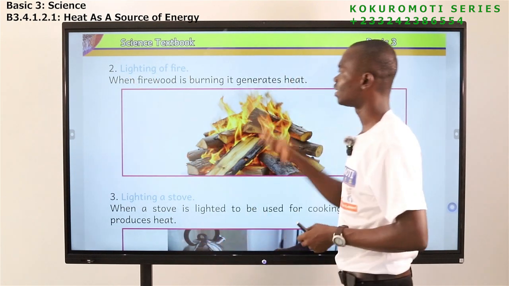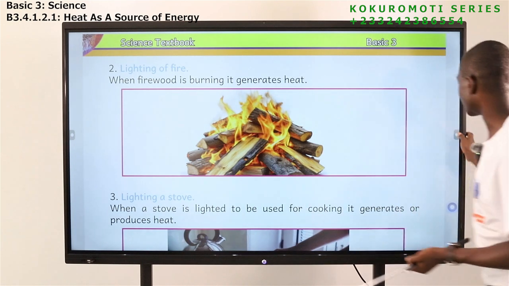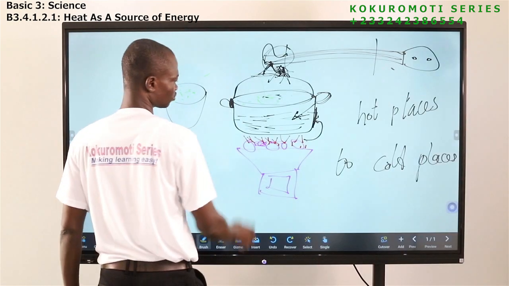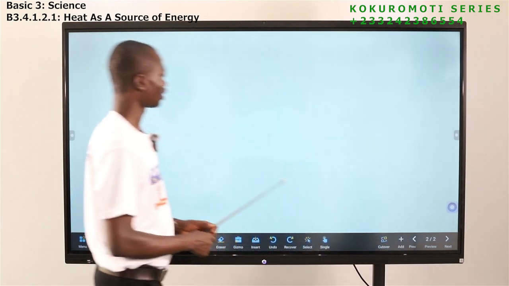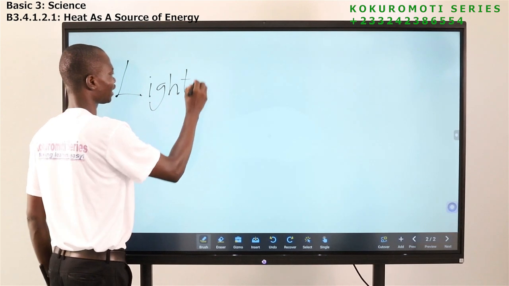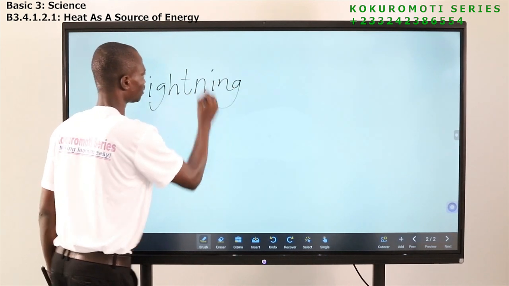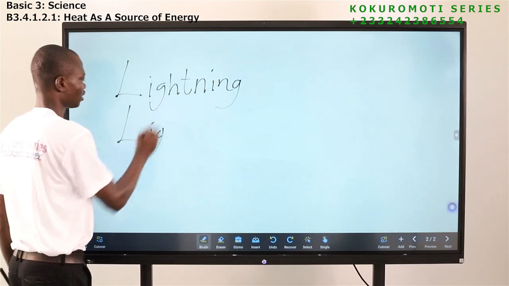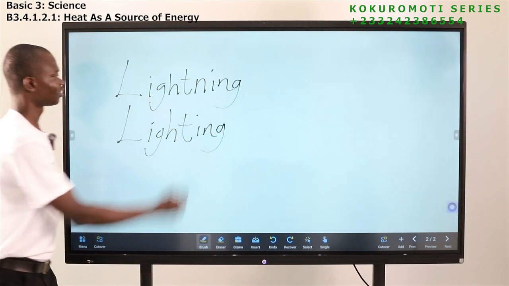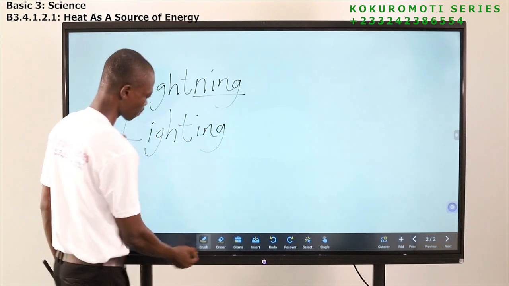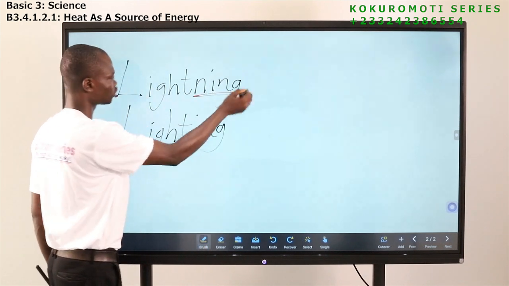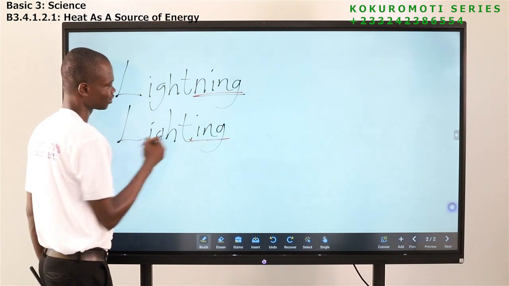The next one is lighting of fire. Know the difference. Let me show you something here. There is a difference between lightning and lighting. Check. This is N-I, this is N-I-N-G. There is no N here.